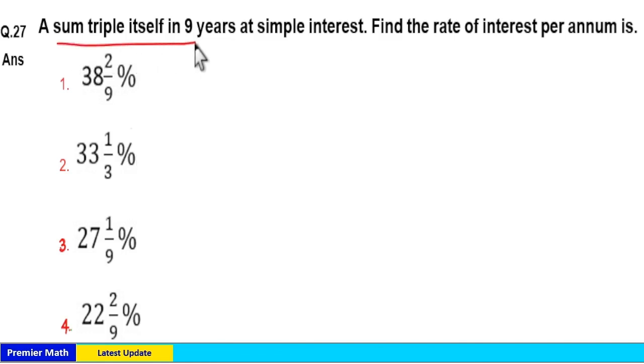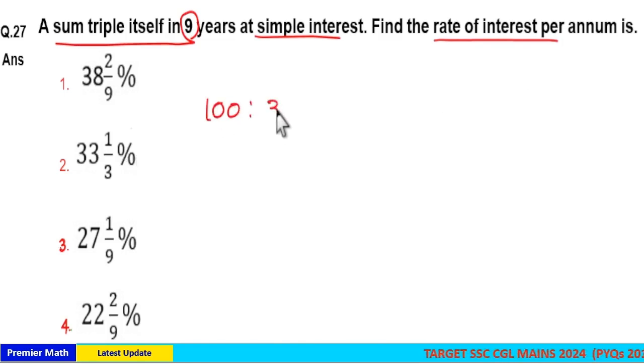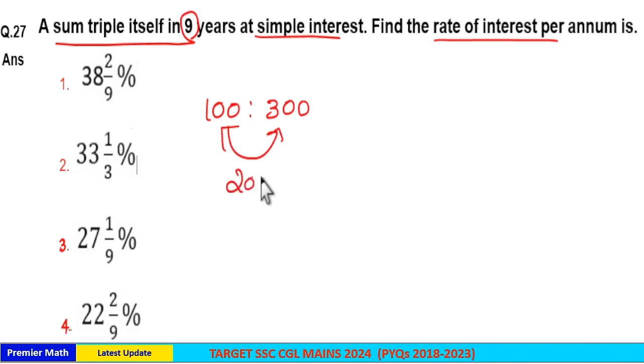A sum triples itself in 9 years at simple interest. Find the rate of interest per annum. Here, consider the sum as 100 rupees. Now, this 100 rupees triples, meaning it will become 300 rupees in 9 years. So, the difference generated is equal to 200 rupees. This 200 rupees is the simple interest generated in 9 years at the rate of R% per annum.